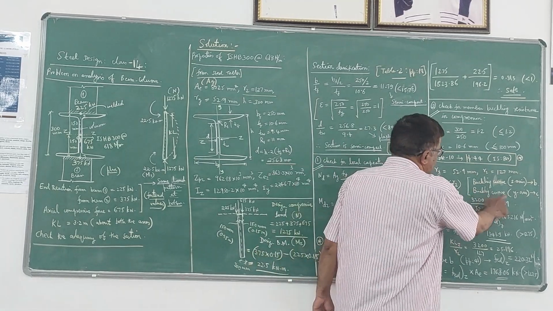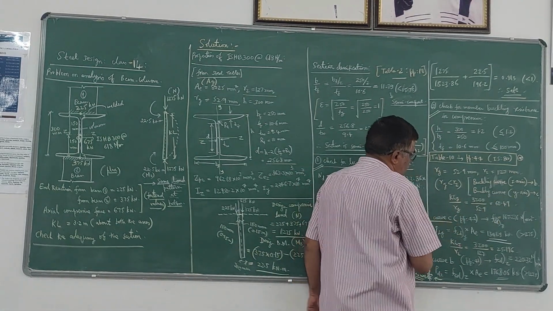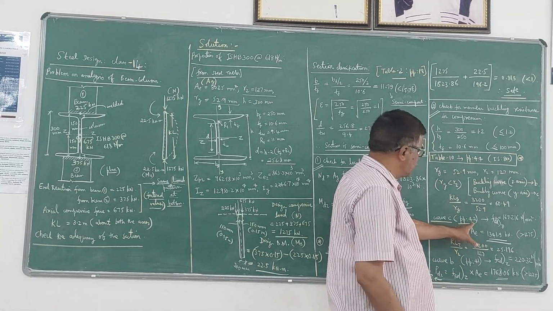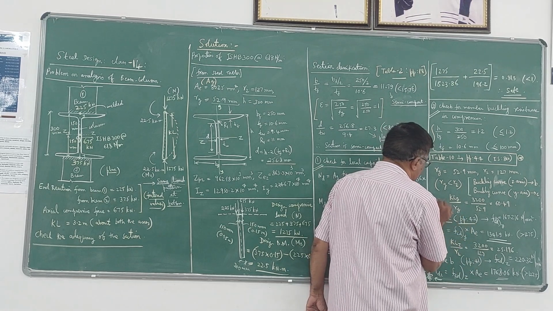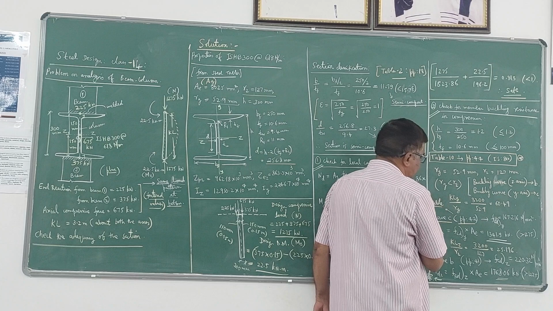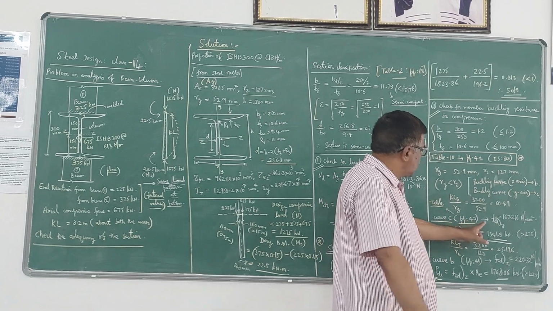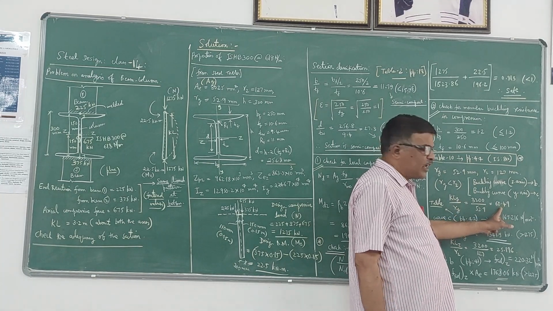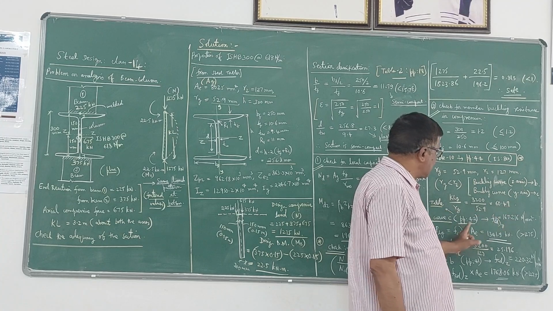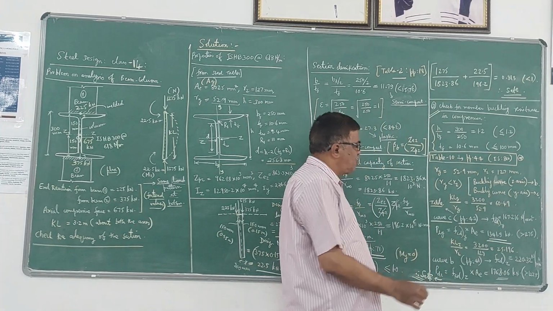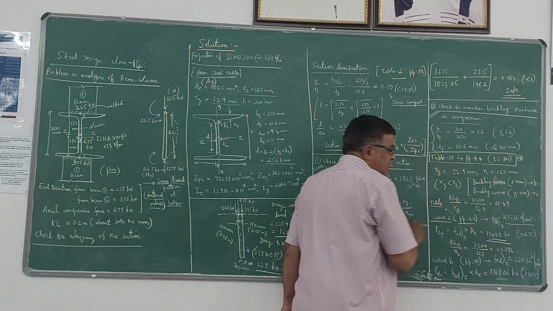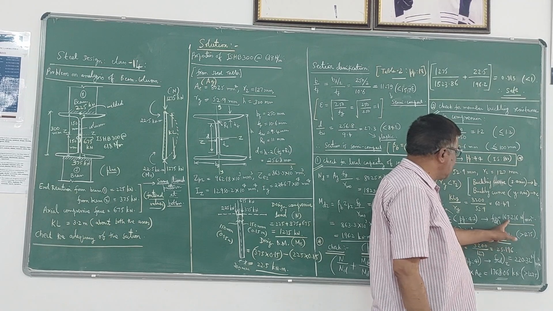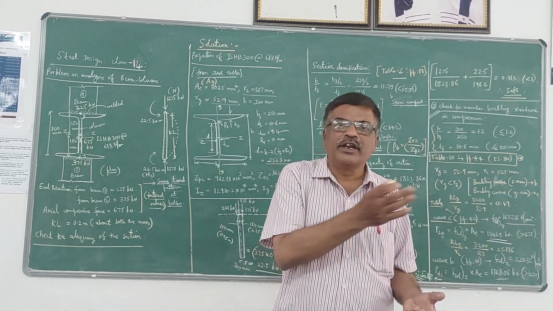Now for curve C, about the y axis, you have to refer to the table given on page 42 of the code. In that table, depending on the value of Fy and KLy by ry, for KLy by ry equal to 60.49 and Fy equal to 250 MPa, the corresponding value of compressive stress, the design compressive stress fcd about the y axis, will be 167.2. Of course, you have to interpolate this.